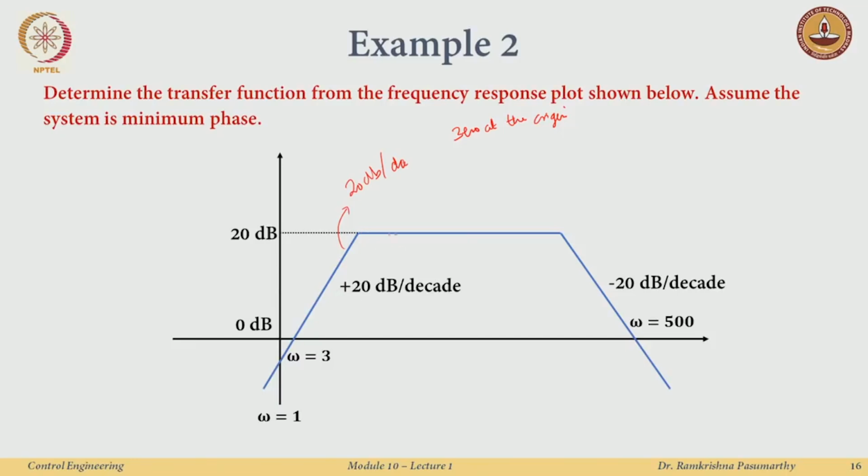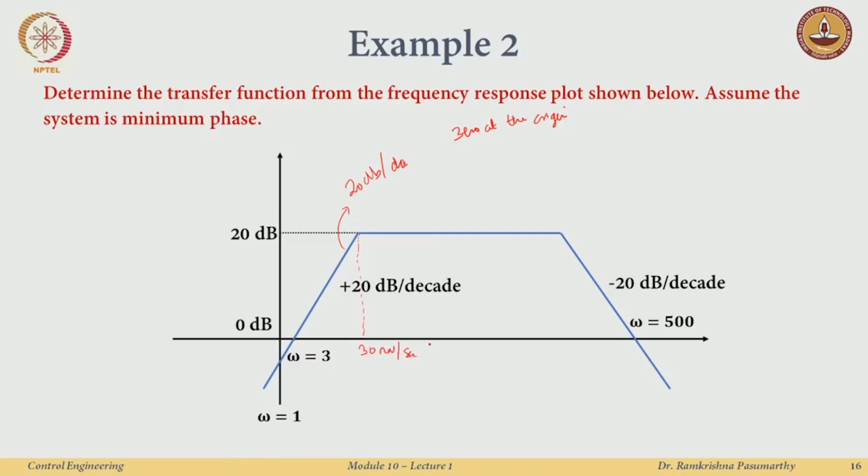So what is this corner frequency? At omega equal to 3 I am at 0, and I pass one decade to be 20. So what is a decade? You multiply by 10. This is 30 radians per second.